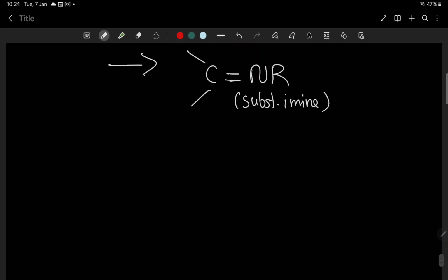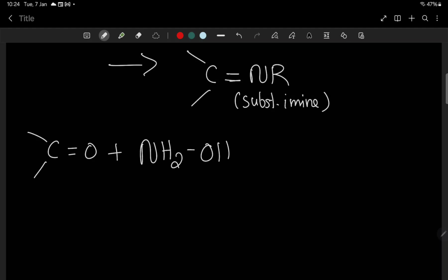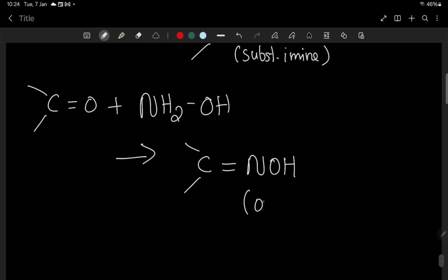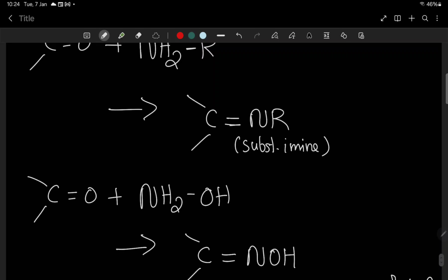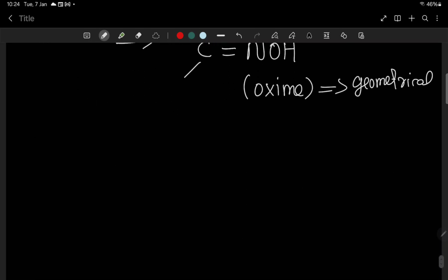Okay, perfect. Now I am taking C double bond O. Into this I am adding NH2OH, that is hydroxylamine. Here we get a special compound. The name of the compound is very important. That is oxime. Yes, this oxime can have geometrical isomers, that is cis or trans. Anything can have geometrical isomer. Okay, don't forget.